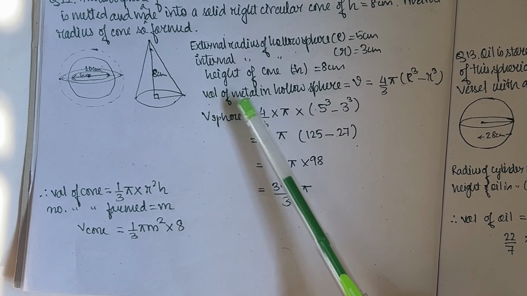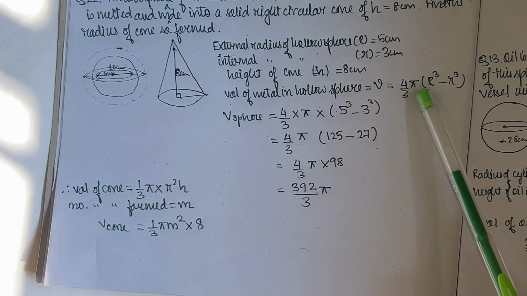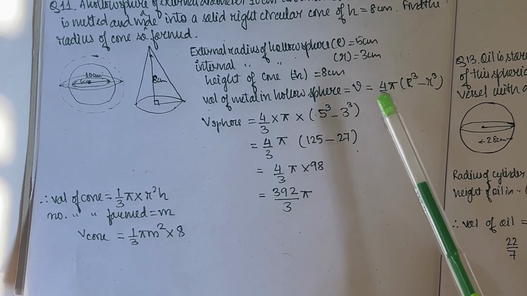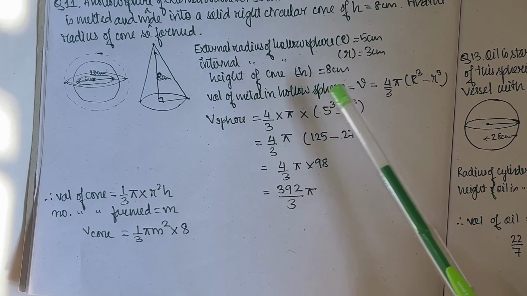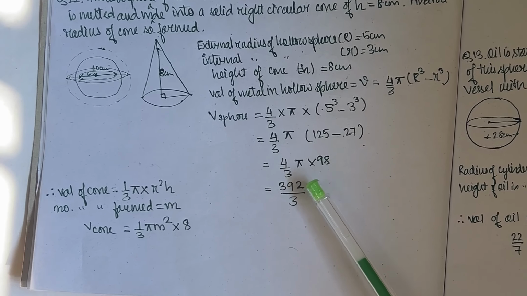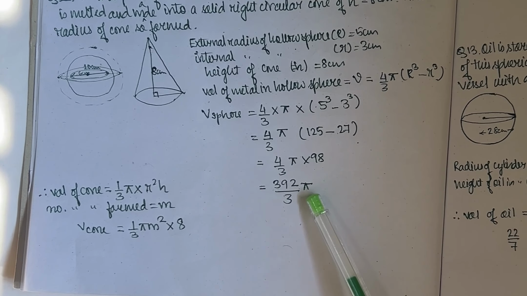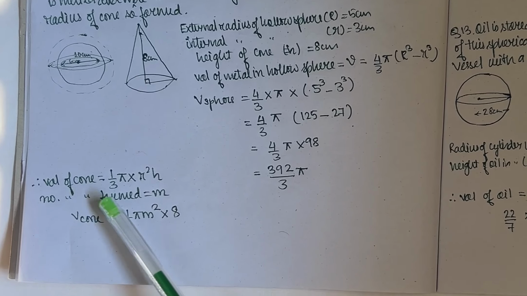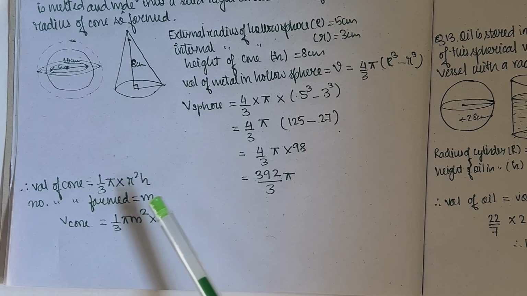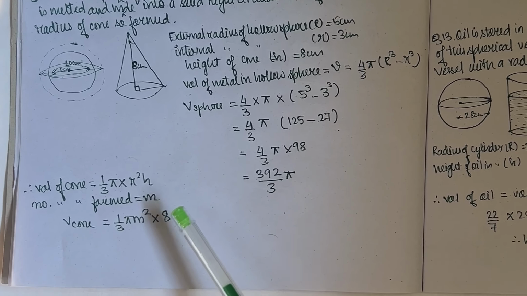So now volume of the metal in hollow sphere is V, that is equal to 4 by 3 pi bracket capital R cube minus small r cube. We are just putting the values of the radius and we are getting it as 392 by 3 pi. Again now volume of the cone is 1 by 3 pi r square h and the radius of the cone formed is m. So volume of cone is 1 by 3 pi m square into 8.